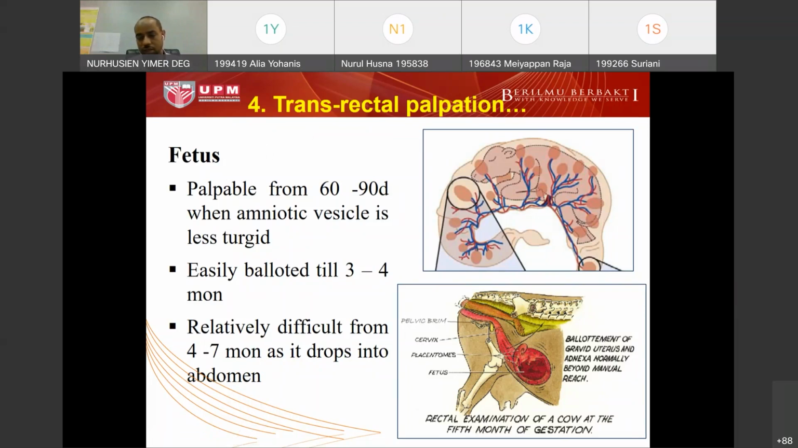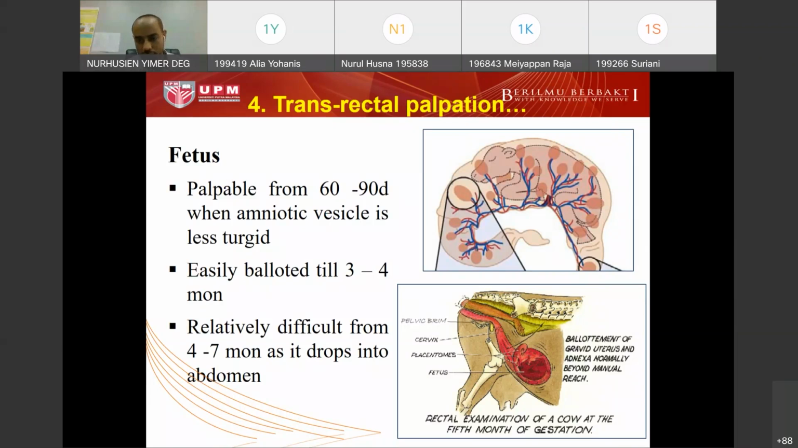Typically, this period is the most challenging time for us to appreciate the presence of the fetus, because it drops down to the bottom of the abdomen. So it's very hard to reach the level of the fetus to appreciate it. But having said that, you will still have other important pregnancy features that you can find to confirm pregnancy, even though you may not be able to reach the fetus.